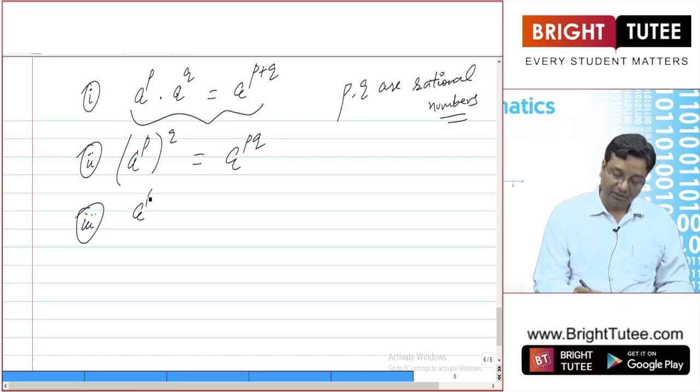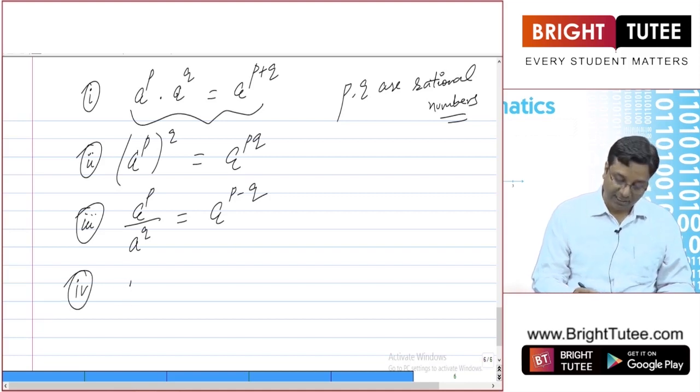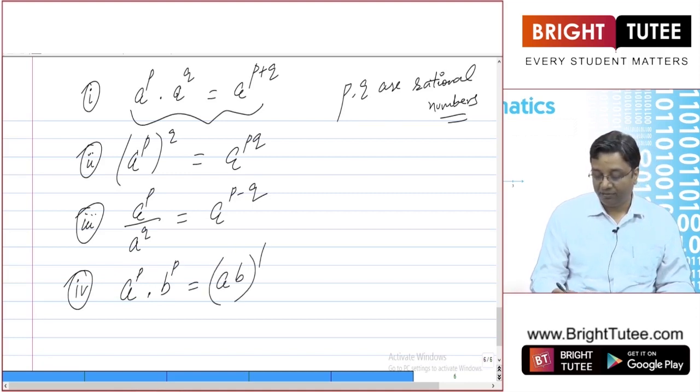The third one deals with negative powers. A raised to power P divided by A raised to power Q can be written as A raised to power P minus Q. And the fourth rule that we wrote was A raised to power P into B raised to power P. Now this can be written as AB raised to power P.